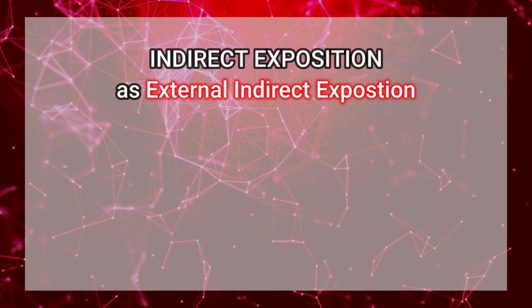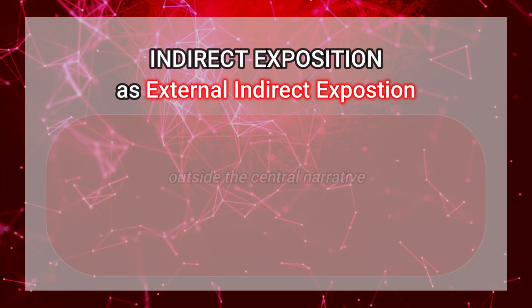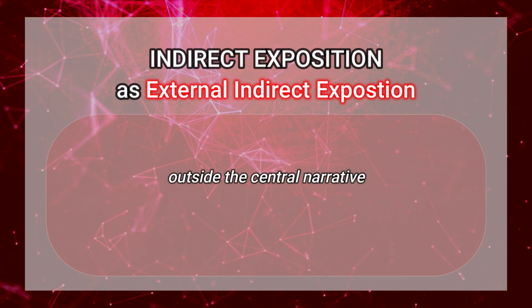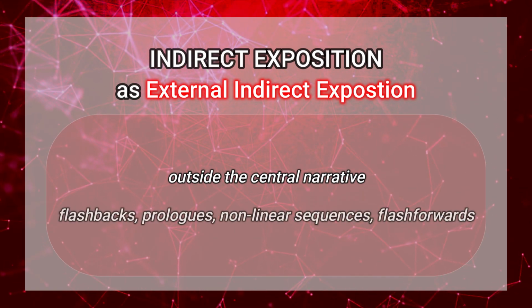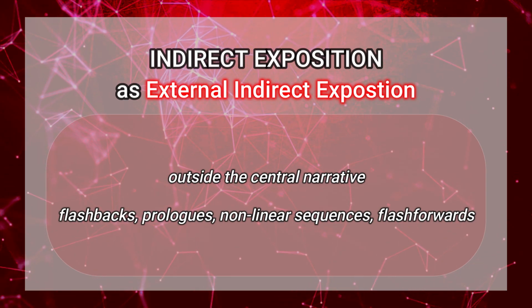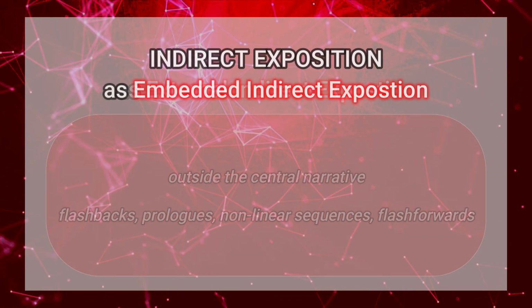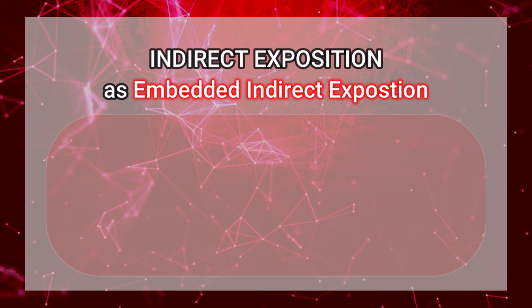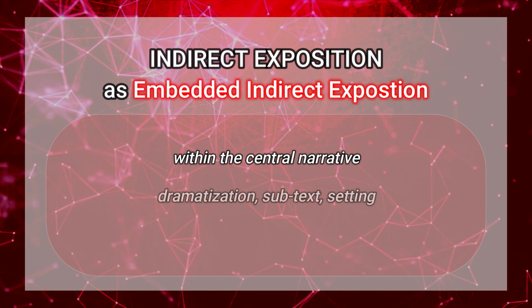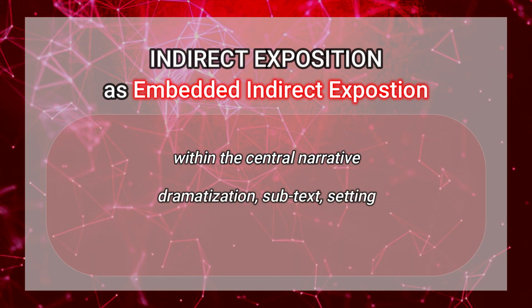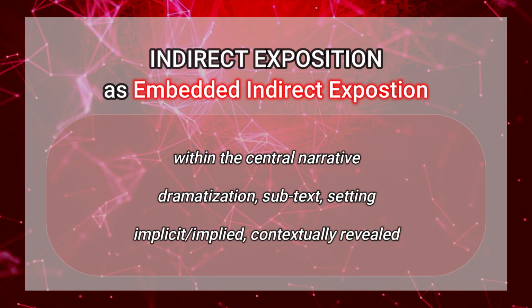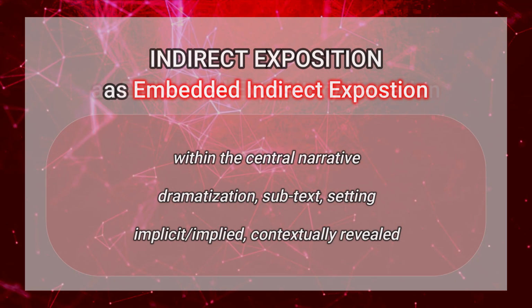External indirect exposition occurs outside the main narrative. That is, it happens externally to the primary narrative flow. It uses tools like flashbacks, prologues, or non-linear sequences to provide background information. Embedded indirect exposition is where information is gradually revealed within the core narrative through dramatic actions, subtextual dialogue, or the setting itself. It is indirect because the information is not explicitly stated, but rather implied or revealed through context.